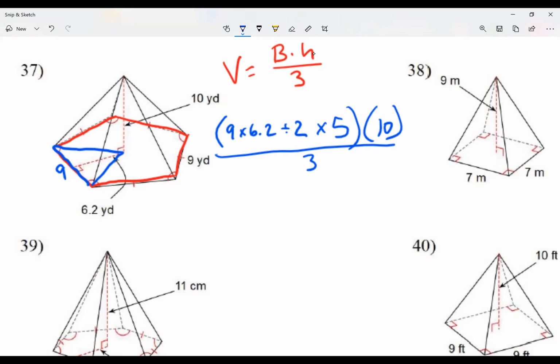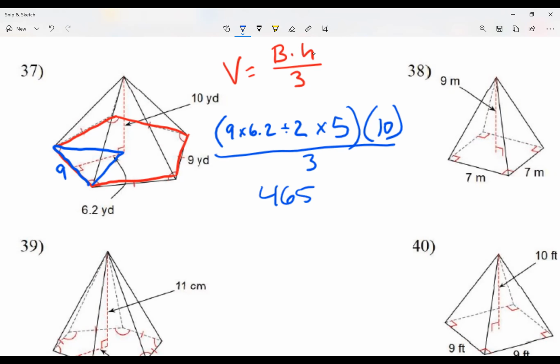All right, so I'm just going to type all this in my calculator. So I'm going to go 9 times 6.2 divided by 2 times 5 times 10 divided by 3. And it gives me 465. The hard part really is the base. That's really what the hard part is. You got to remember, if the base is a pentagon, like in our case, how do I get the area of a pentagon? If the base is a triangle, how do I get the area of a triangle? If the base is a circle, a rectangle, a trapezoid.